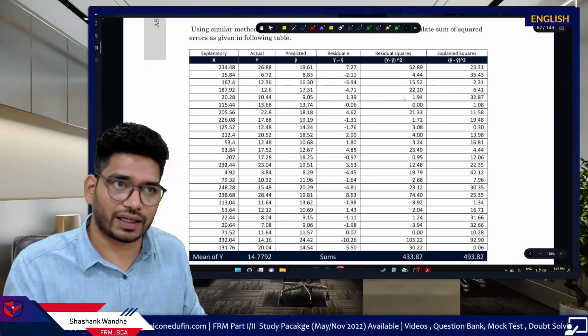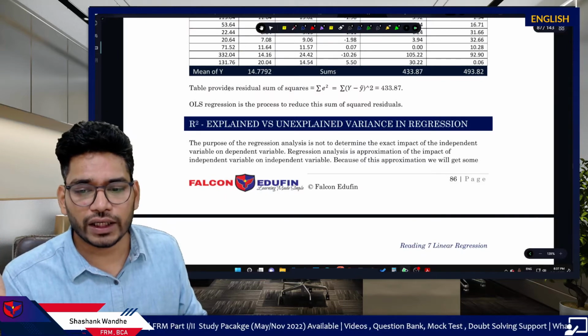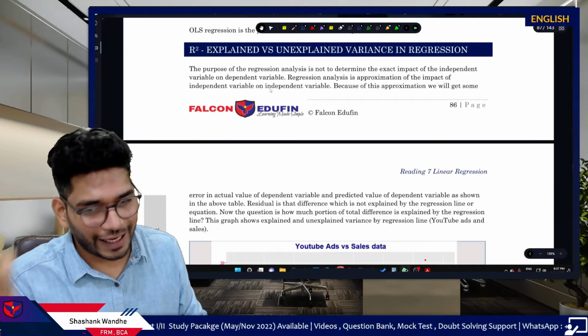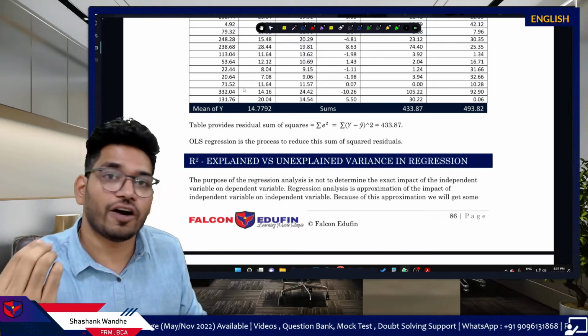GARP is not going to ask you to complete the table because yours is the objective exam. Now here, this is how you calculate the error term. So remember and understand, and you should be able to interpret the error term. So what is the meaning of error term?